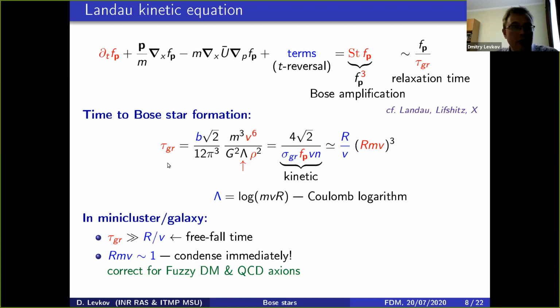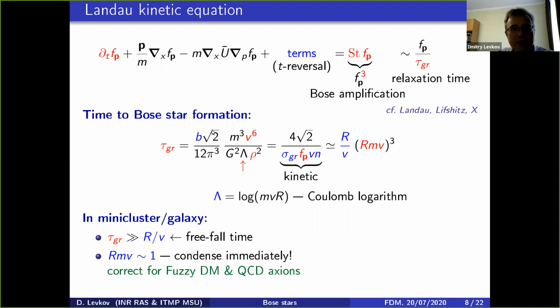And I have several remarks for you. First of all, it is proportional to velocity to the 6. This means if velocity goes to 0, then relaxation is infinitely fast. This is true because this is gravitational interactions. We consider gravitational interactions, which is a long-range force. And if particles move with small velocities, they can interact at large distances.